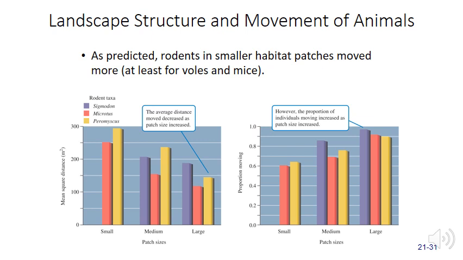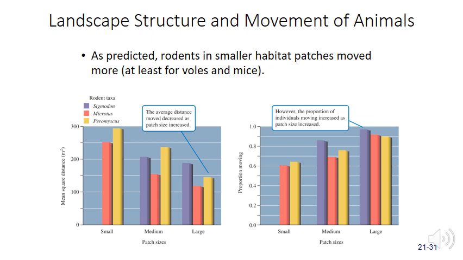The average distance moved by individual rodents was lowest in the large patches and highest with low patch size. We predict that's because rodents are having to travel further, moving between patches to find food and to find mates. What they also found, shown by the graph on the right, was that the proportion of individual rodents moving in the 3 different species, the proportion that moved any distance at all, was highest in the large patch sizes.